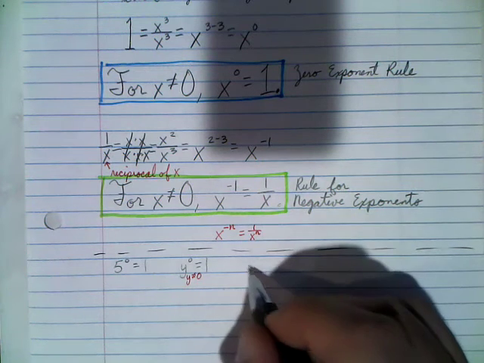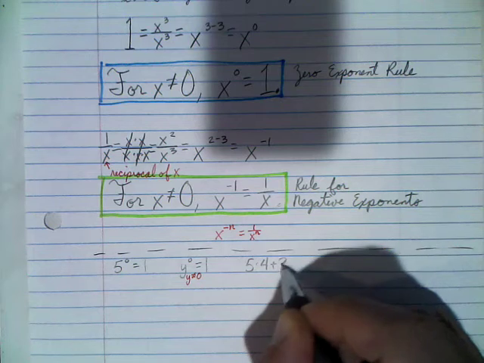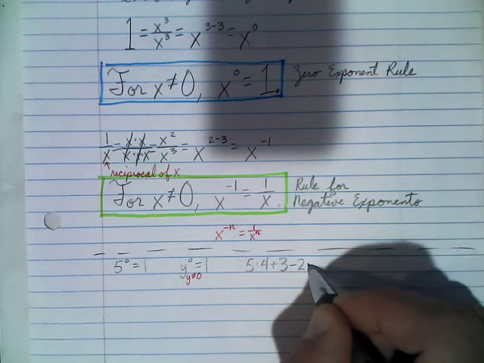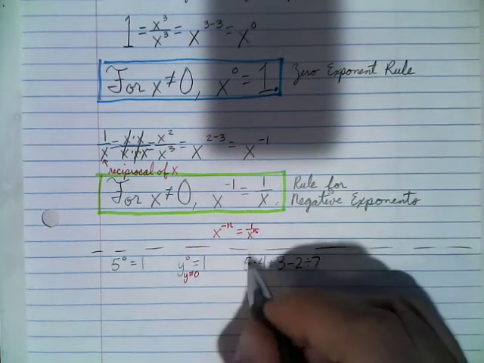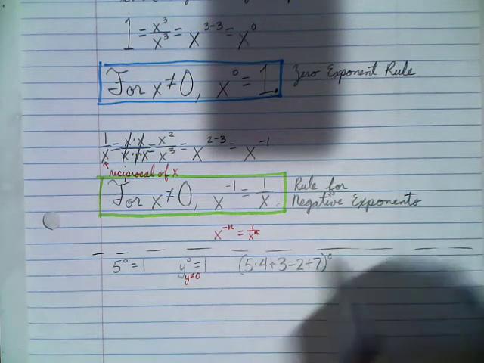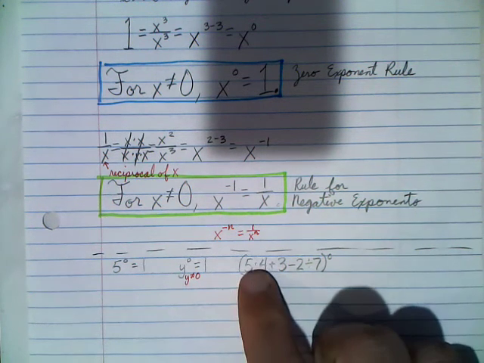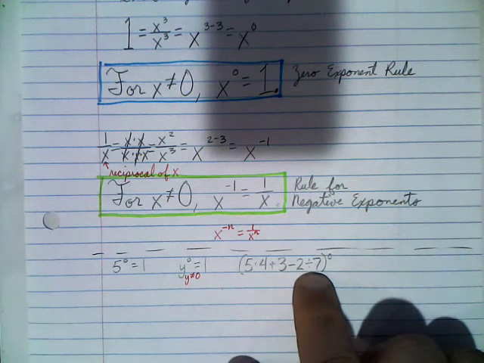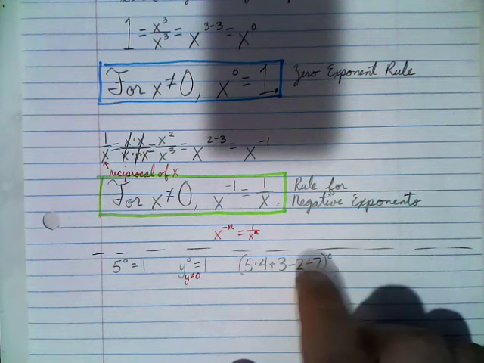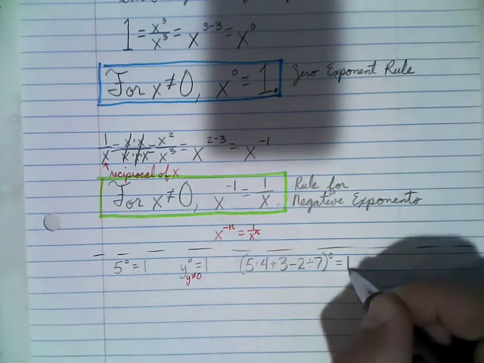If I had 5 times 4 plus 3 minus 2 divided by 7, and all of that in parentheses raised to the 0 power. Now just do a quick mental check, make sure that the base of this isn't going to end up being 0. Well, no, that's 20. That's going to be 2/7. So 20 plus 3 is 23. Minus 2/7, that's definitely not 0. So therefore, it's 1.